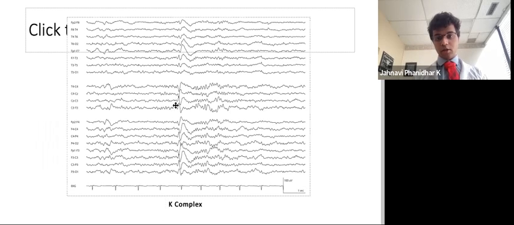We can see the K complex now. A typical K complex has a low amplitude first negative wave, then a positive wave, and a high amplitude third negative wave.